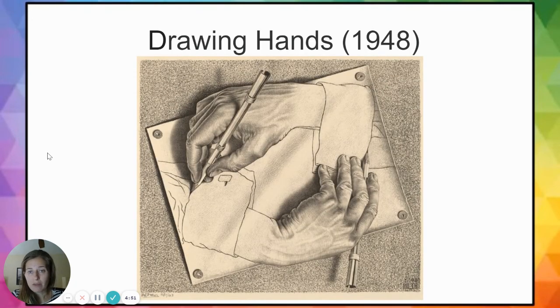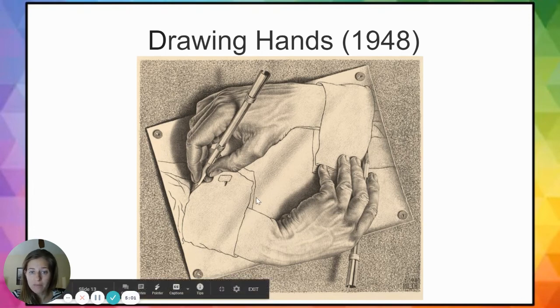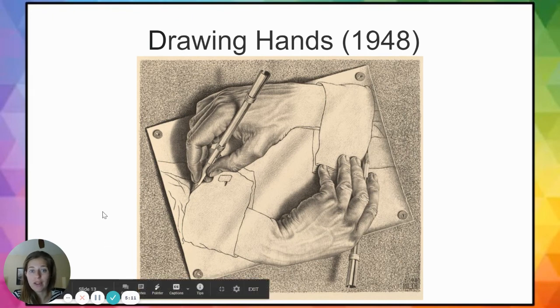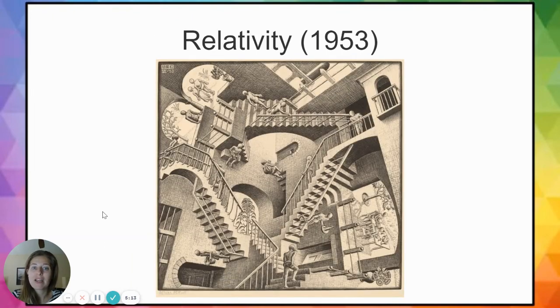This is another one of his famous drawings called Drawing Hands, made in 1948. Drawing Hands is a good example of how he likes to draw 2D work and then slowly make it look 3D. So it looks like his hands are drawing each other, but this whole thing is one drawing, which is pretty cool. This is lastly one of his other really popular pictures that anybody who looks at it would say that's an M.C. Escher drawing. This is called Relativity, and it's made in 1953.